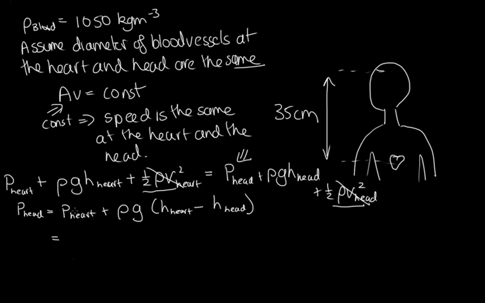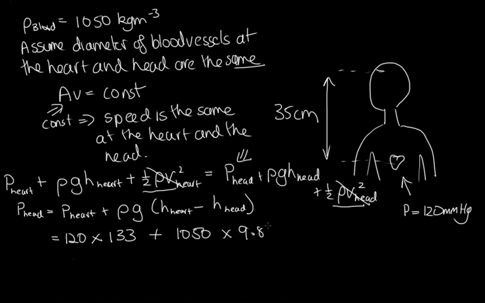So now what we can do is substitute in. Now let's do it for the maximum pressure. So that's when the heart contracts. When the heart contracts, the pressure we said was equal to 120 millimeters of mercury, which is 120 millimeters of mercury times 133 to get it into pascals, plus we've got the density of blood, which is 1050, times gravity, which is 9.8.